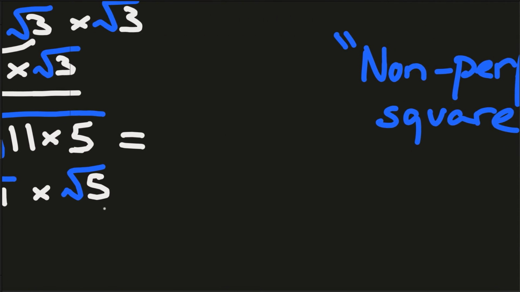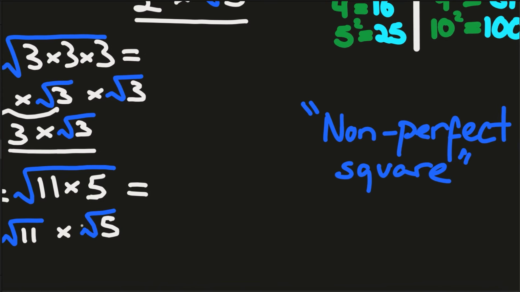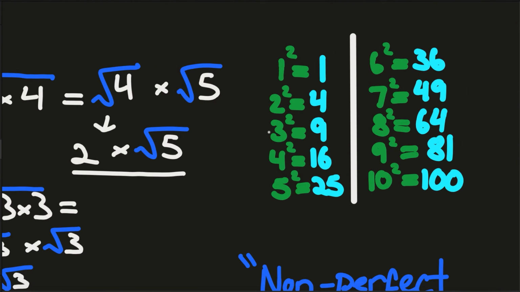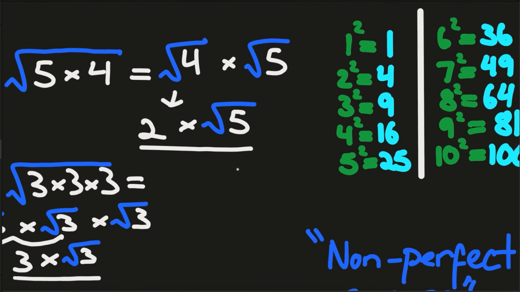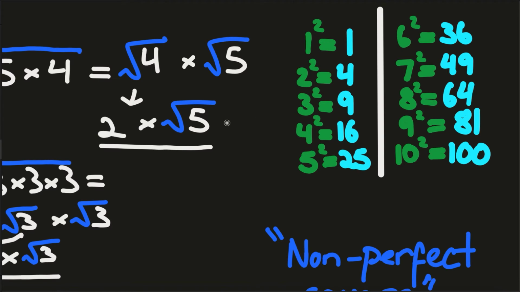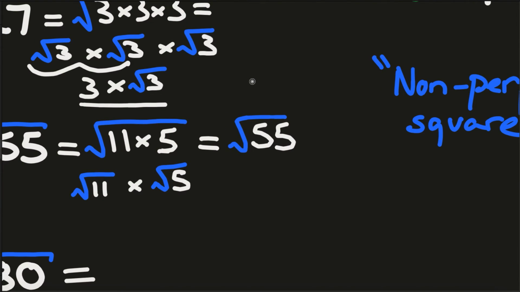Notice how the square root of 11 and the square root of 5 are non-perfect squares, because the square root of 11 would lie somewhere in between 3 and 4. And the square root of 5 would lie somewhere in between 2 and 3, like we previously said. As we cannot simplify anything in this problem, we would simply write down the original expression, square root of 55, as it cannot be simplified.